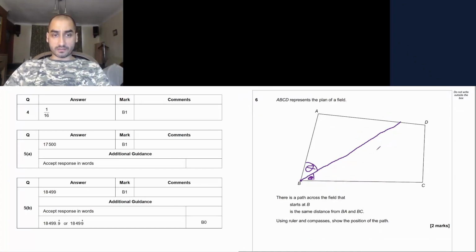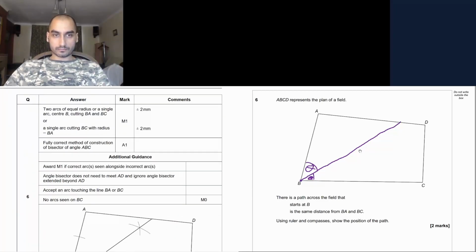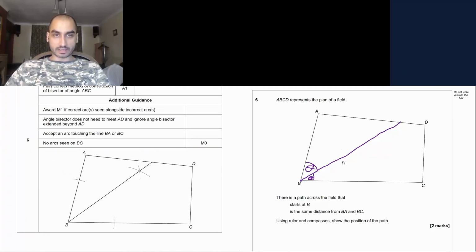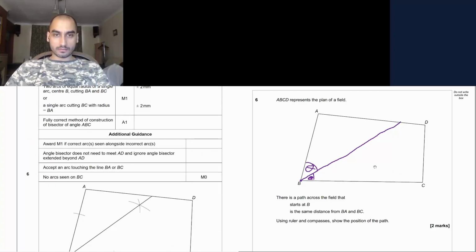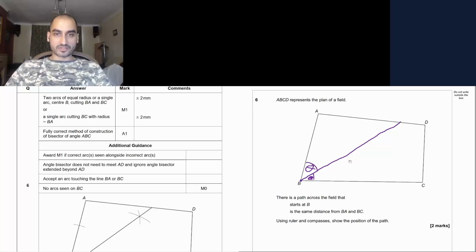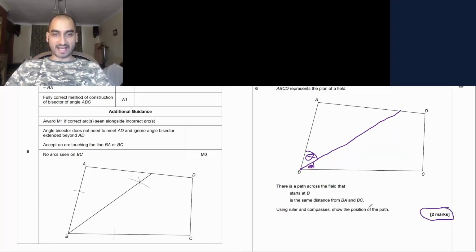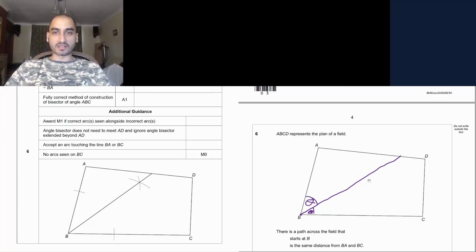ABCD represents a plan of a field. I had to do this by eye, didn't I? So what's this? No arc seen on BC. Well, that's because you're using a compass. If I had a compass, I would have done that. So I think it's only fair to give me the marks. But that line does look like mine. So I think I deserve the marks. If I had the means to use a ruler and compass, I could have done that.